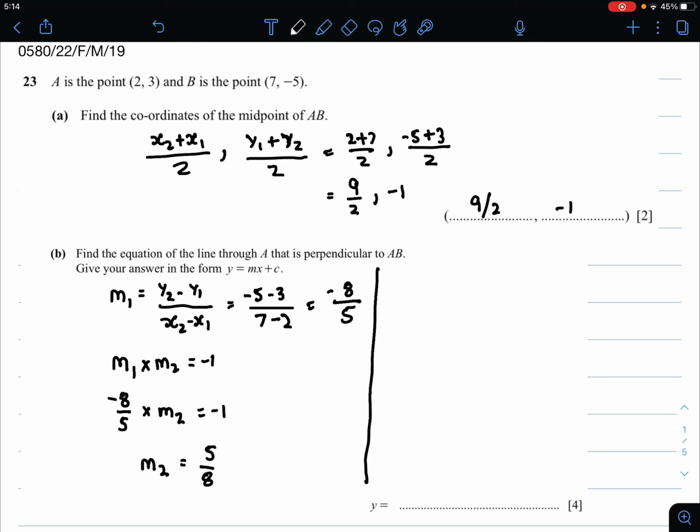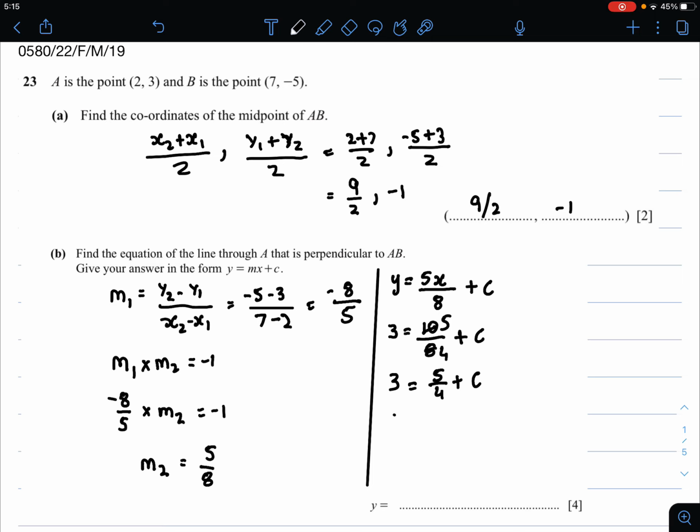Now let's rewrite this equation in the form of y is equal to mx plus c. So y is equal to 5x by 8 plus c. Now they are telling us that the line passes through A. So we use the coordinates of A to find the value of C. So the coordinates of A is 2, 3. So y is 3 and x is 2. So 5 multiplied by 2 is 10. So 10 divided by 8 plus C. Now you can simplify 10 by 8 as 5 by 4. So 3 is equal to 5 by 4 plus C.